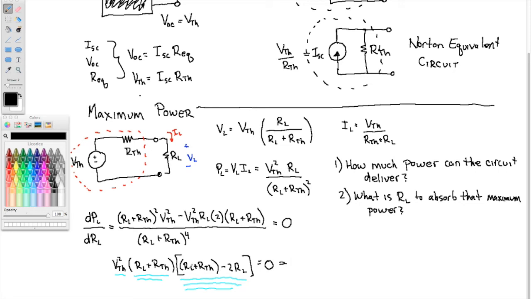So I've got RL minus 2RL, and then a plus RThev. So this is RThev minus RL equals 0. And lo and behold, this implies then that RL is equal to the Thevenin resistance. Okay, so that's actually the answer to question 2. Okay, answer number 2.